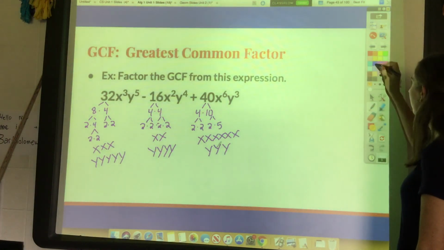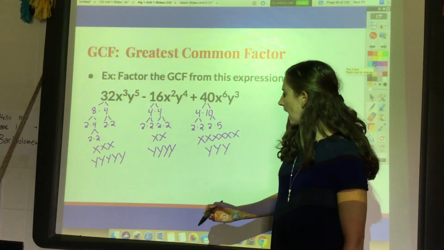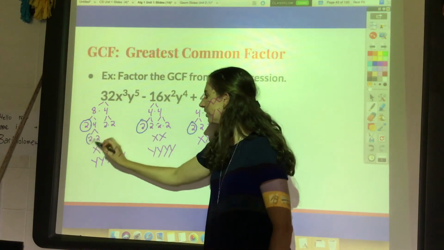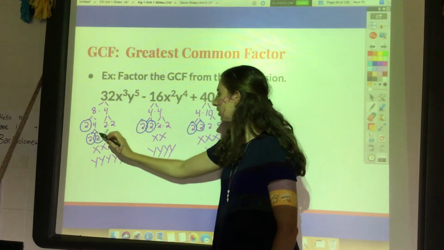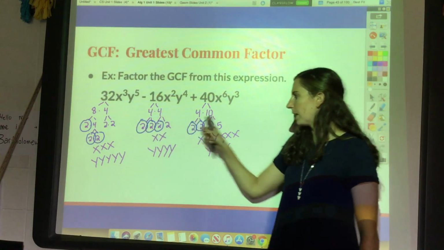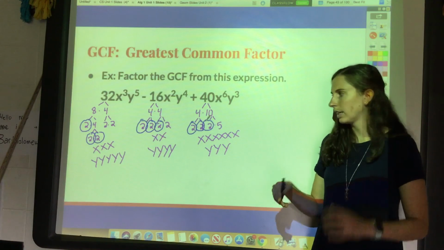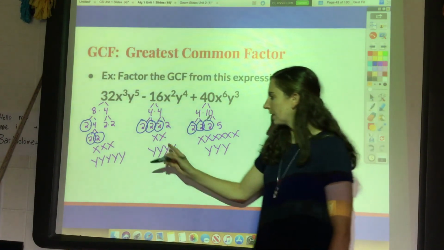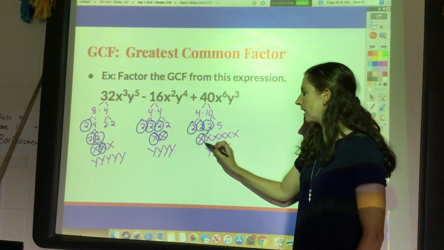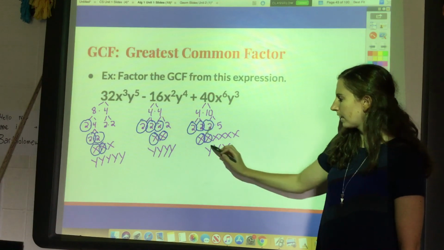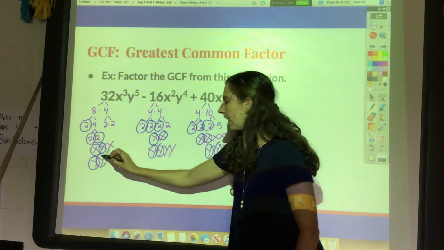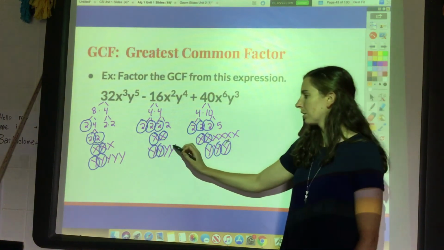So now as I do my circling, what do they all have in common? They've got a 2, and another 2, and another 2, and that's it, because these share 2, but this one only has a 5, so I'm done circling 2's. As far as x's, I can only circle 2 x's. And as far as y's, I could do 1, I could do 2, and I could do 3, but at this point this one's out.